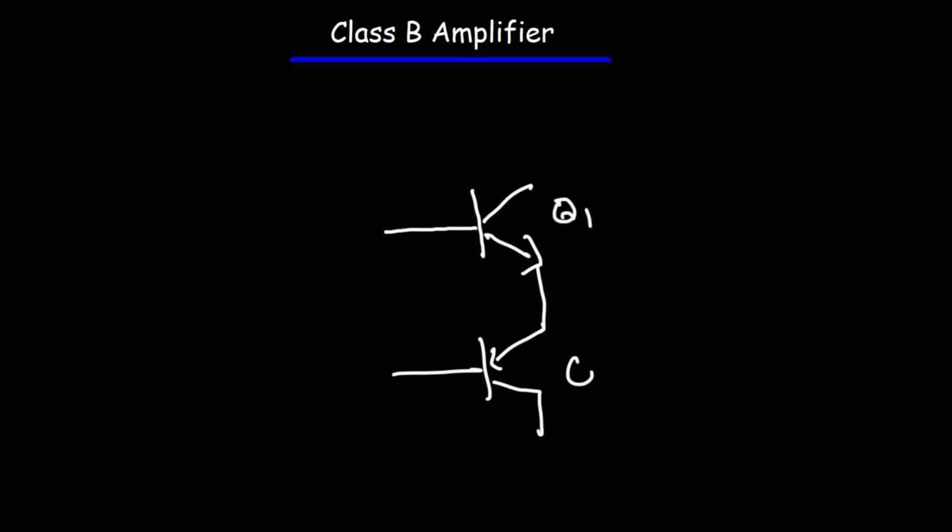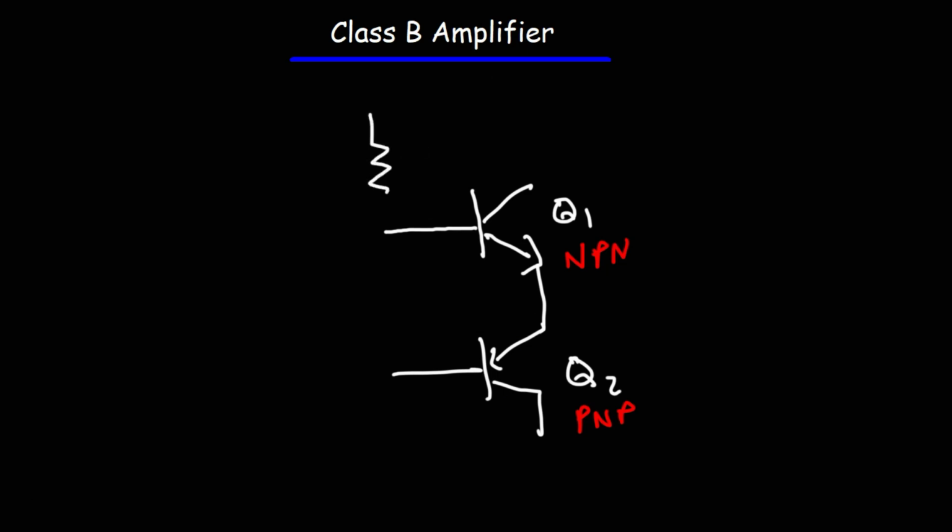Now the next type of amplifier that we're going to talk about is the Class B amplifier. The Class B amplifier uses two complementary transistors, an NPN transistor and a PNP transistor. Let's call this Q1 and Q2. So Q1 is an NPN transistor. You can easily distinguish it from a PNP transistor due to the fact that the arrow points away from the center of the transistor. In a PNP transistor, the arrow points towards the center.